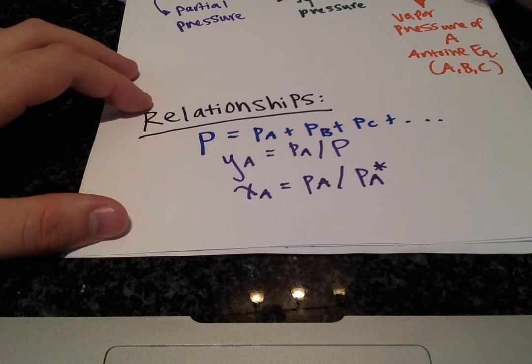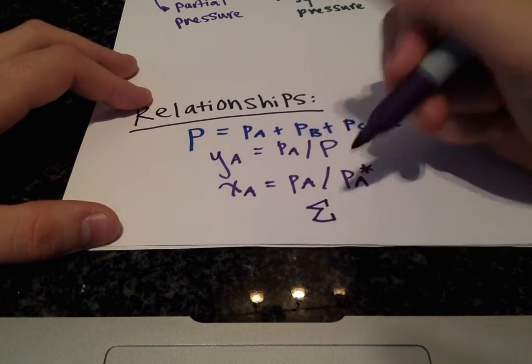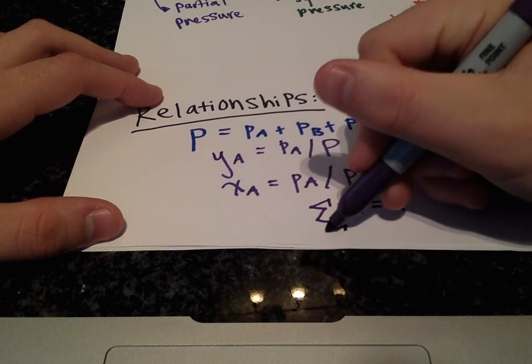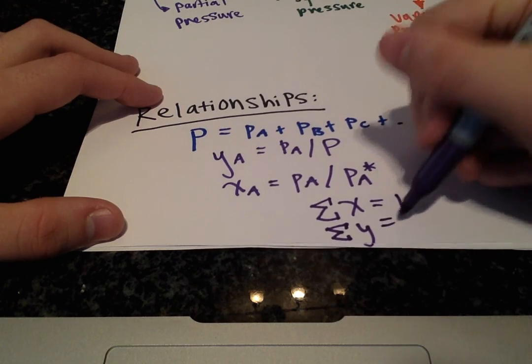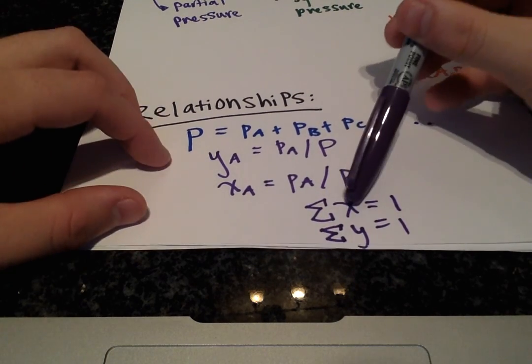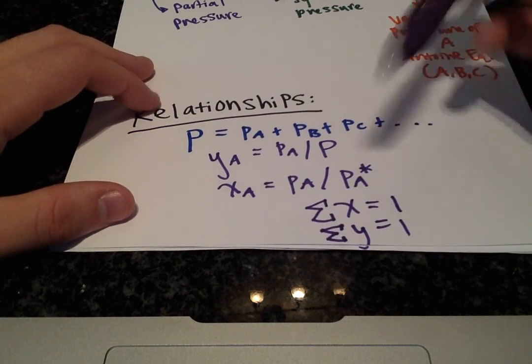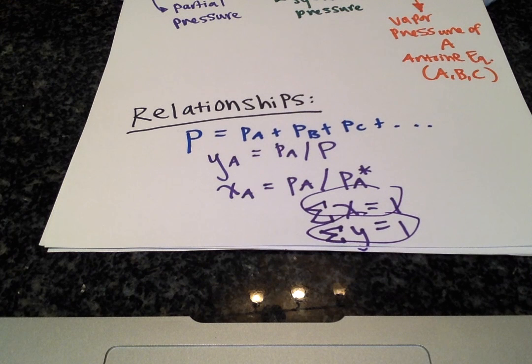One other important thing to note, it might seem obvious, is that the sum of all the mole fractions is going to be 1, and this is for both x and y. So the mole fraction of component 1 plus component 2 plus so on will have to equal 1, and the same goes for y.